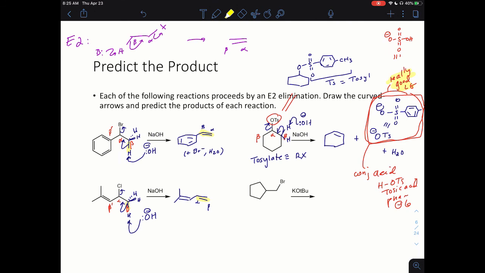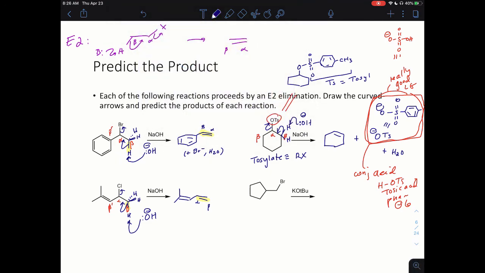So we're going to talk a lot more about tosylates, but for now, it's a good leaving group, and if you have a tosylate, it's going to behave like an alkyl halide, and you're going to get an E2, which is what we had here. All right. Let's try our last example.